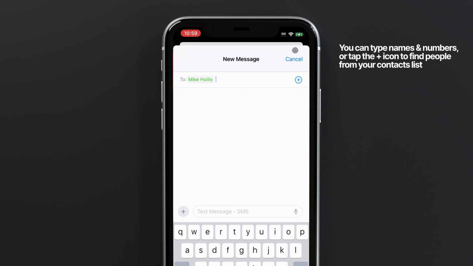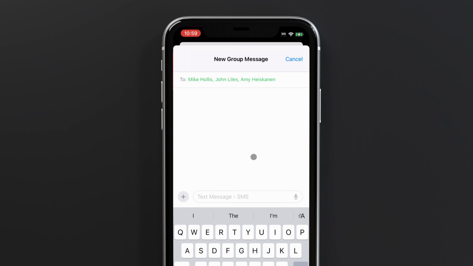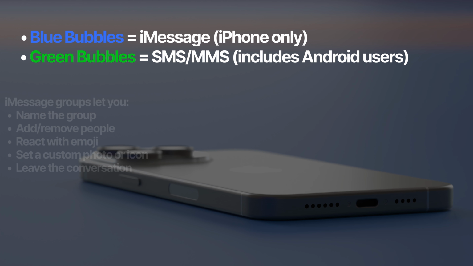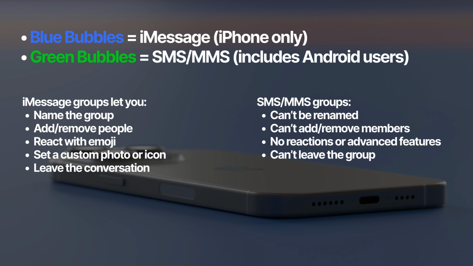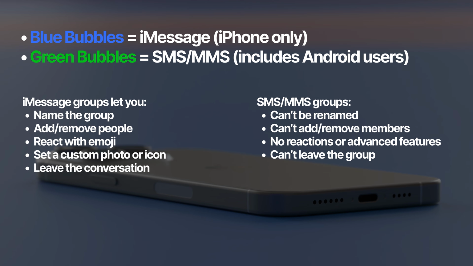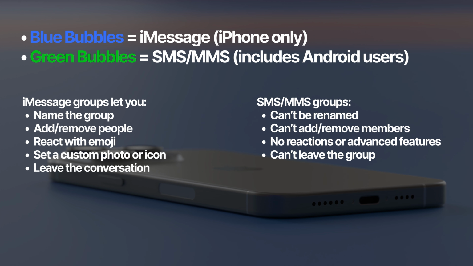If all the names you add show up as a blue color, it means they're iPhone users using Apple's iMessage platform, meaning you get additional features like the ability to make a custom group name, add and remove people later, send reactions, etc. If you see any names or numbers with green color, you're looking at a non-iPhone user. You still have a group text that works just fine. You just won't be able to do some of those things mentioned earlier.